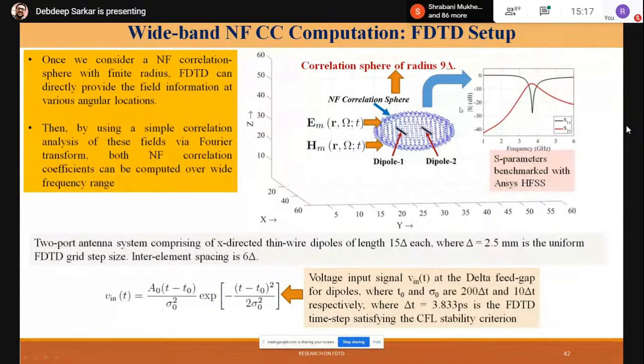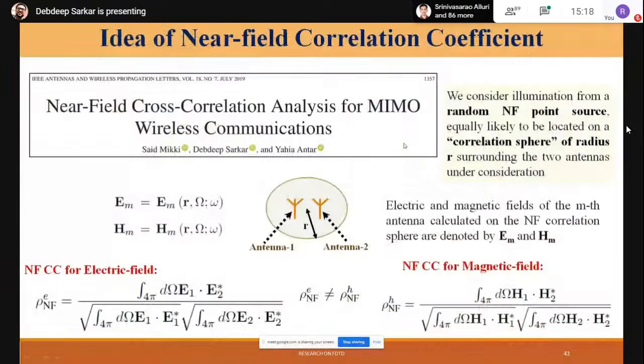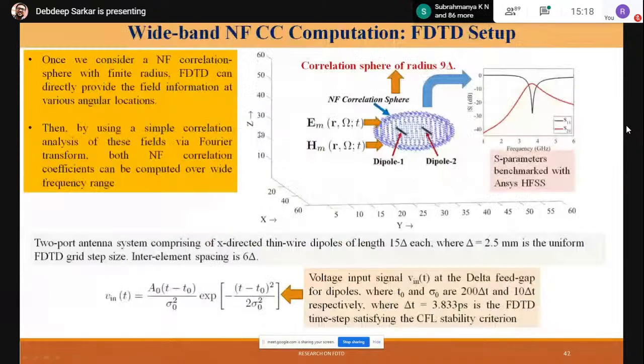What I thought was, instead of taking a far field correlation sphere, where we consider that waves are coming from a very far direction, what if we consider that the wave comes from a very close proximity to the antenna system? So we introduced this concept of the near field correlation sphere. You can have a look at this particular paper, published last year in July: near field cross correlation analysis for MIMO communication systems, in IEEE Antennas and Wireless Propagation Letters.